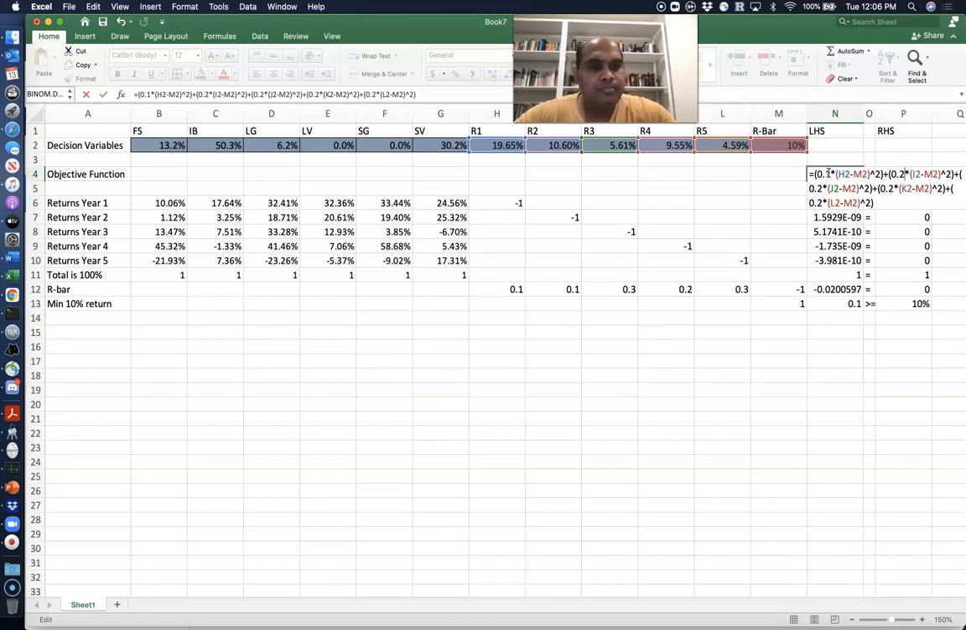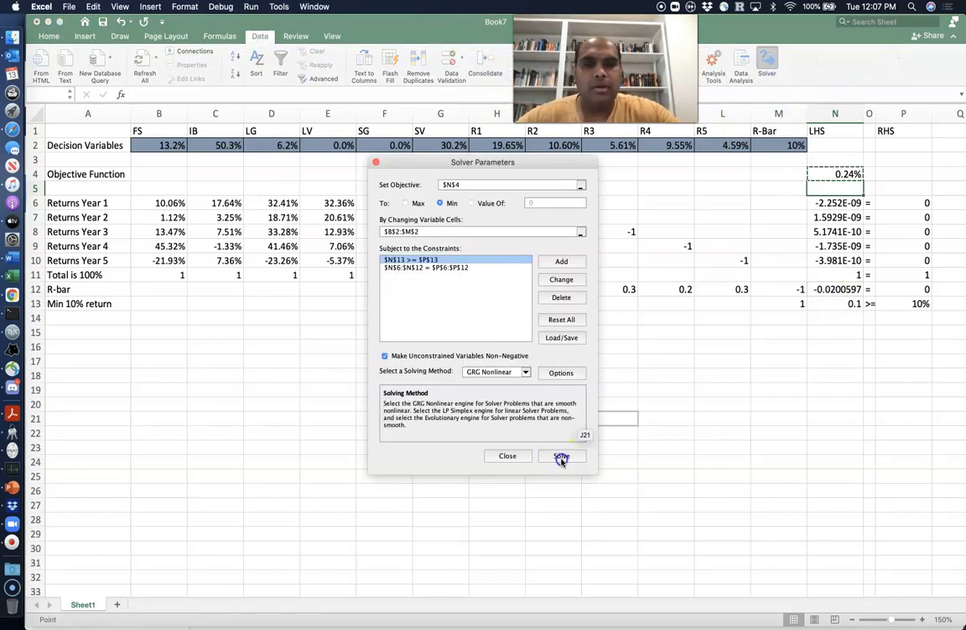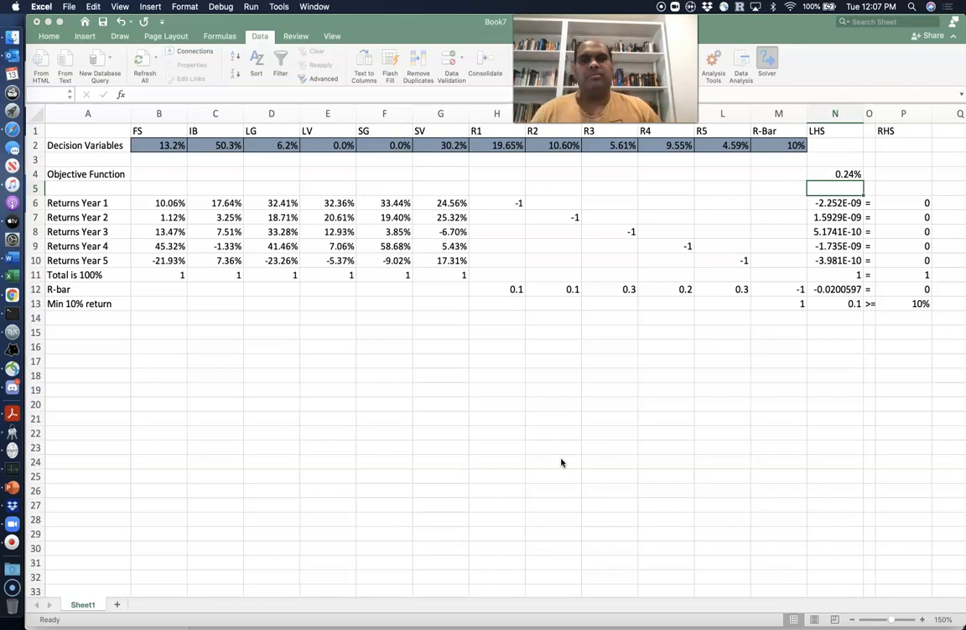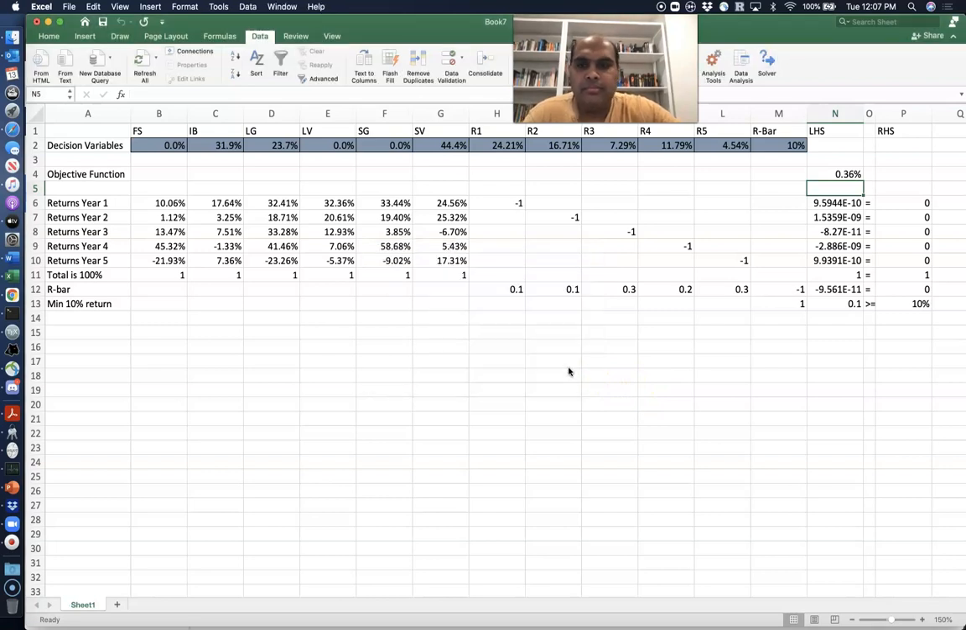So 10, 10, 30, 20, 30. Right? Now if I go to the solver and solve this problem, you might end up with a similar answer, but you might also end up with a very different answer. We'll see. You'll notice that it's taking some time now. Now you got a very different answer, right?